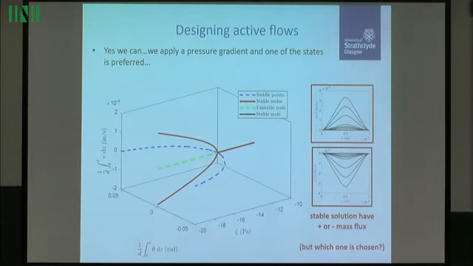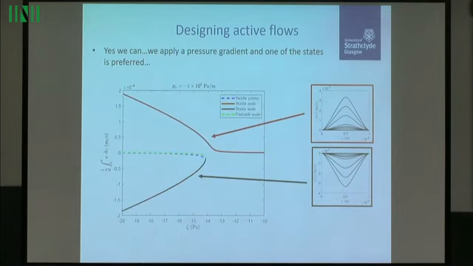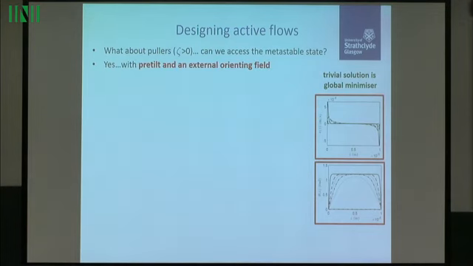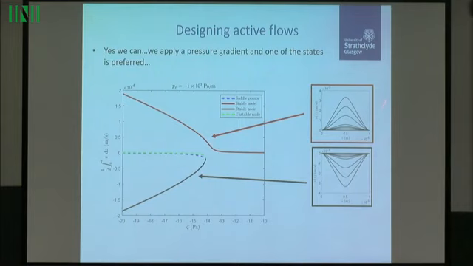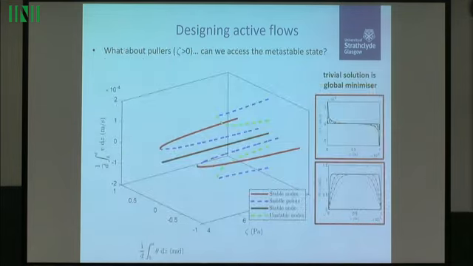This is just a slice, or actually it's the view from this direction of this bifurcation diagram. When I add a pressure gradient, my pitchfork bifurcation becomes a perturbed pitchfork bifurcation. One of these states now is actually the much preferred state compared to this one here. So I can prefer this state. Once I'm on this branch, I could turn off the pressure gradient and it would sit happily swimming along in this direction. That's one way of designing, adding pressure gradients.